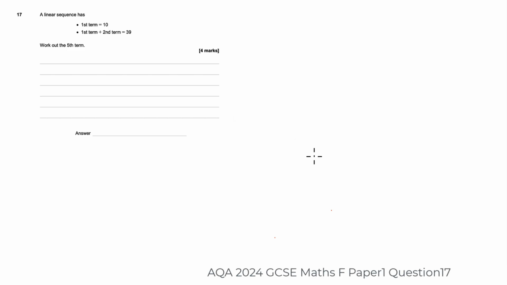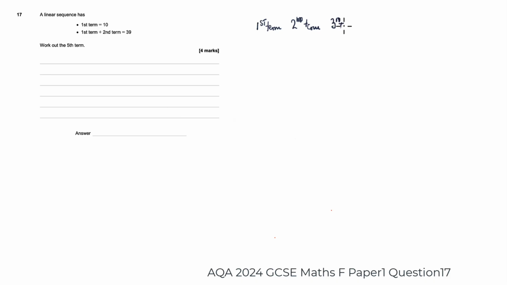Well, here we have question 17, and we're told that there's a linear sequence that has a first term, 10, and when you add the first two terms, you get 39. We're asked to work out the fifth term. So there's a first term, a second term, there's a third term. Now it's a linear sequence.